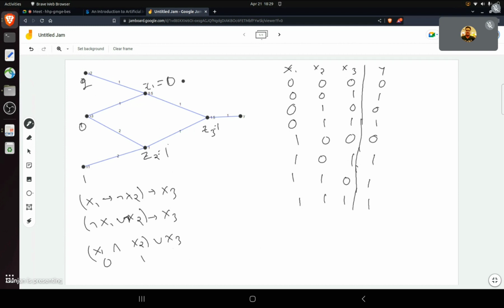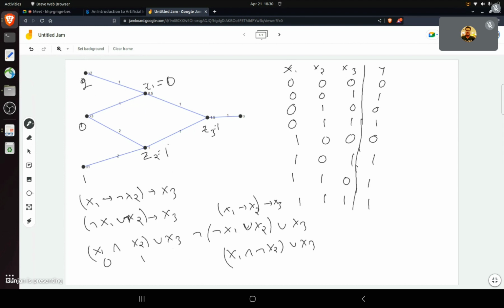X1 and x2 or x3. So x1 and x2: here it is 0 0 0 0, and when it is 1 0 0, this is 1, that's why it is 1. I'm just doing it for the sake of completeness, I hope you understand that. Not x1 or x2, then we do a negation or x3. That is the second thing, because it says x1 implies x2 implies x3. So this will ultimately look like x1 and not x2 or x3.